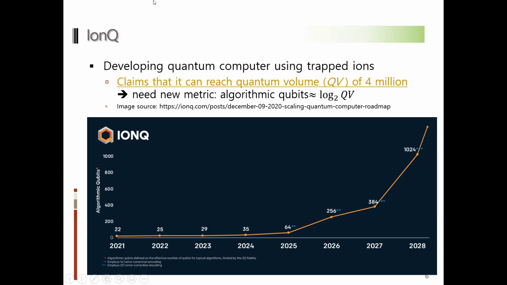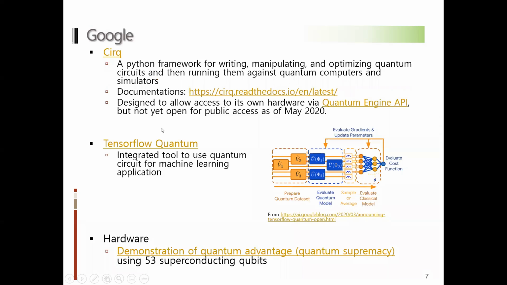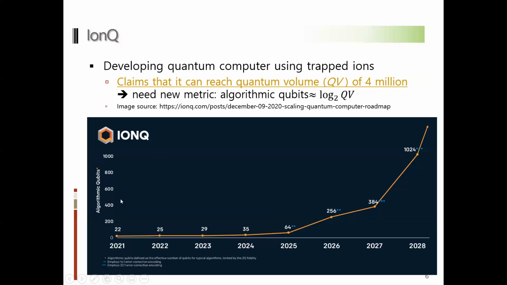And what IonQ believes is that their quantum volume is already too large, so just using quantum volume by itself is not so efficient. So they also propose a new type of metric, which they call algorithmic qubit, and that is basically log base 2 of the quantum volume. So what they are claiming is that their current quantum volume, which is 4 million, corresponds to an algorithmic qubit of about 22.